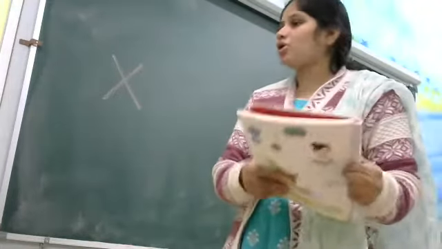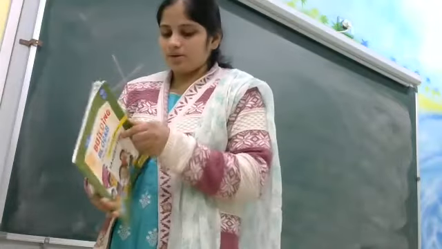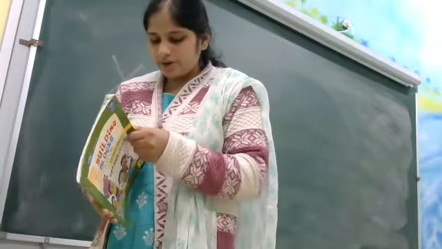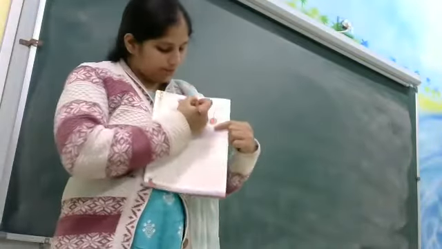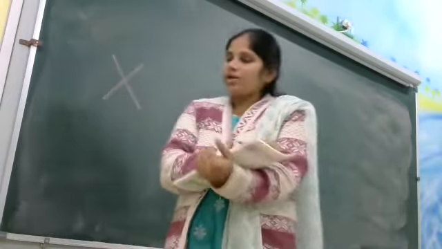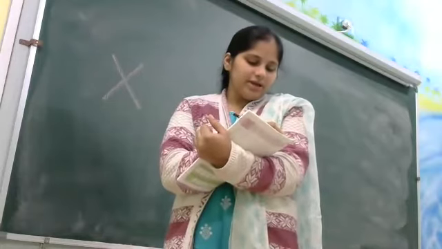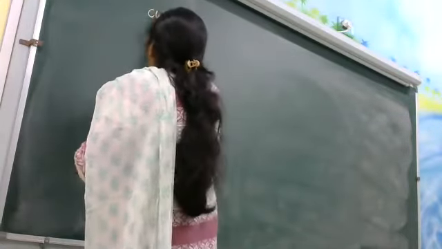So, now everyone open your handwriting book to page number 56. Write on the page CW and today's date, that is 18 August 2021. Right, CW and today's date.